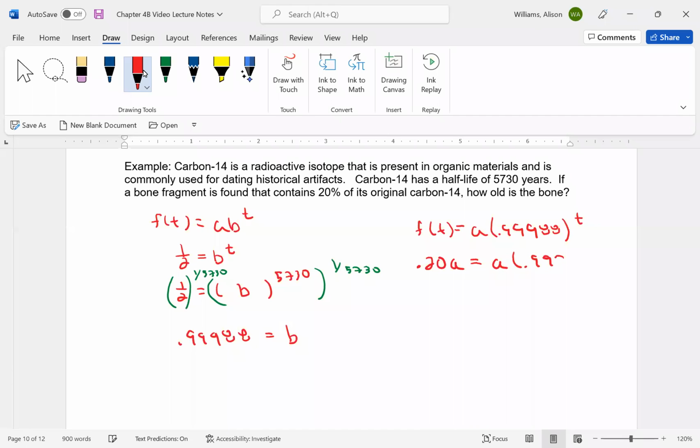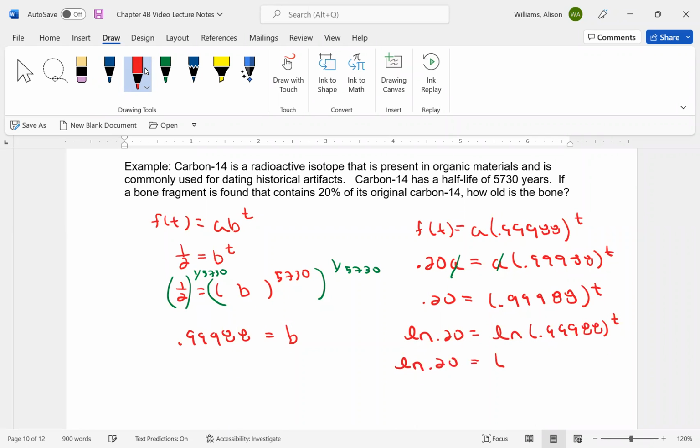I'm going to basically use the trick I used earlier. Cancel the a's on both sides. And I'm left with 20% equals 0.99988 to the t. Wow, those nines are so sad looking. And then to solve this, I'm going to take the natural log of both sides so that I can bring the t down. And divide both sides by that natural log.